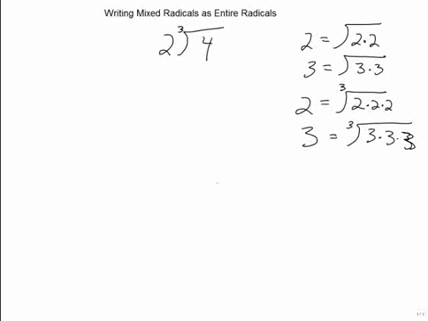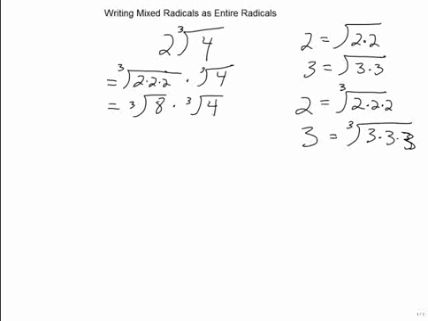Now if we look at our mixed radical, that is basically saying we have the cube root of 2 times 2 times 2 times the cube root of 4, and continuing to work backwards, we know that 2 times 2 times 2 is 8 times the cube root of 4, and using the multiplication property of radicals, we just say the cube root of 8 times the cube root of 4 is the cube root of 32. And now we have written the entire radical.